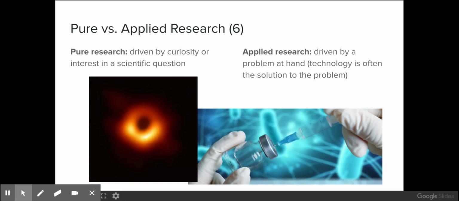But is that going to help you when you wake up tomorrow? Not necessarily. So pure research is generally driven just by natural curiosity, whereas applied research is driven by a problem at hand. Technology is often the solution to that problem, like the smartphone. The smartphone came about because people had a problem. They couldn't check to see what was going on in other people's lives quick enough. Bam, the smartphone. COVID-19, the race to find a vaccine. Vaccines are applied research because it's research designed to fix a problem.